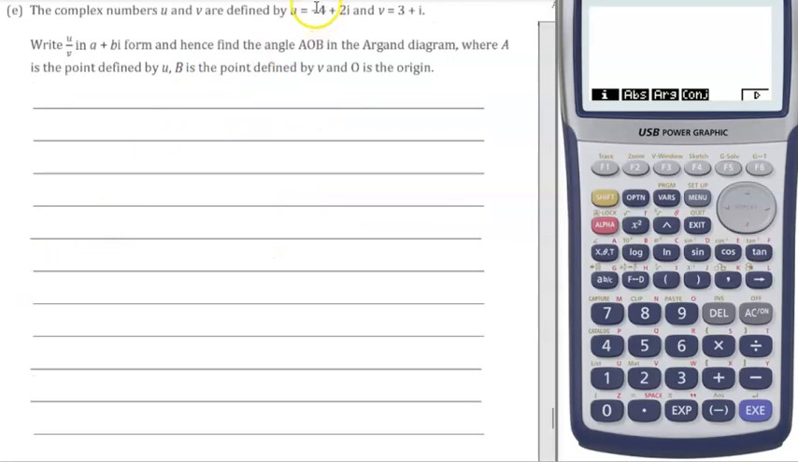Okay, part E, we've got two complex numbers, u and v. First write u over v in a plus bi form, and then find the angle AOB. So we've got u over v, that's the easy part. You can do that on the calculator. So we would go to minus 4 plus 2i and divide it by 3 plus i, and we get minus 1 plus i.